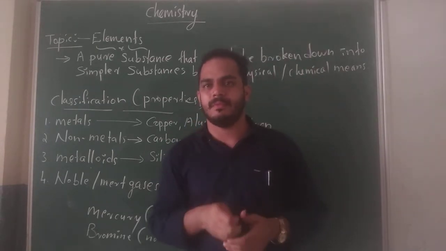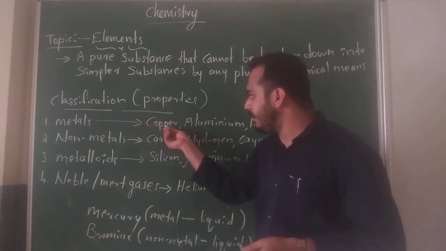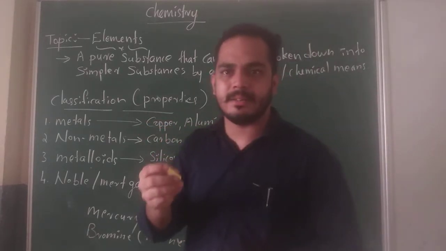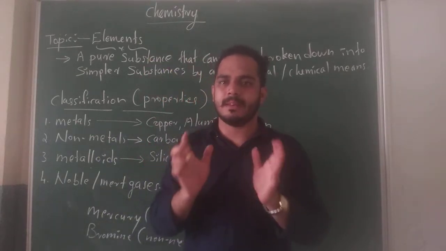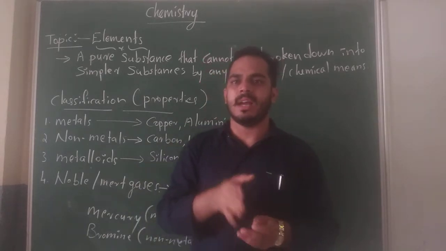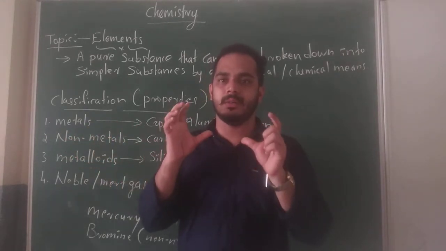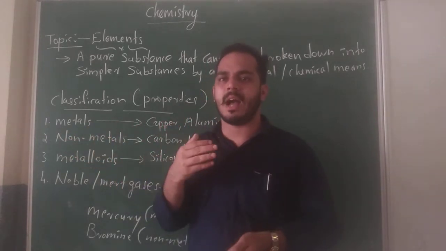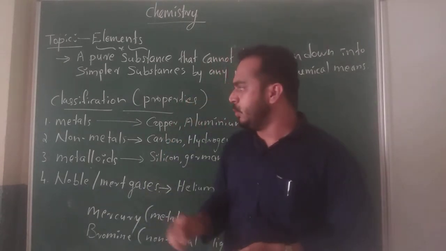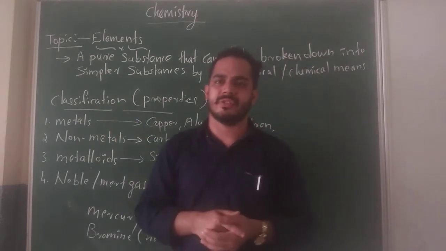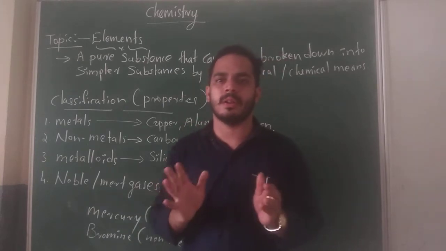Let's see the first one, metals. The main examples are copper, aluminium, iron, and zinc. Metals are always solid, and all of you are familiar with this. Iron is always solid and very tough. Let me give you some characteristics of metals. First, metals are solid in nature. Solid means very tough, with no intermolecular space.